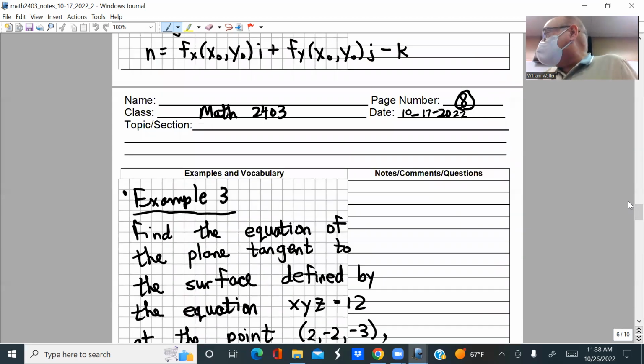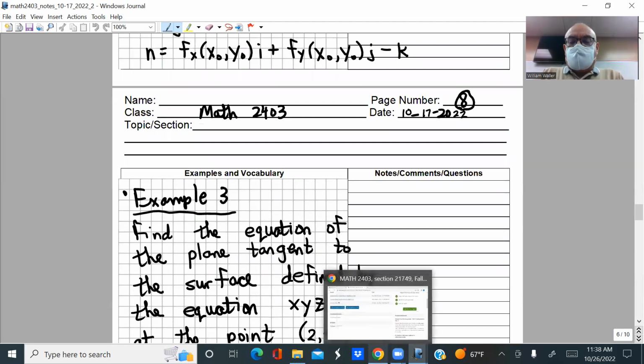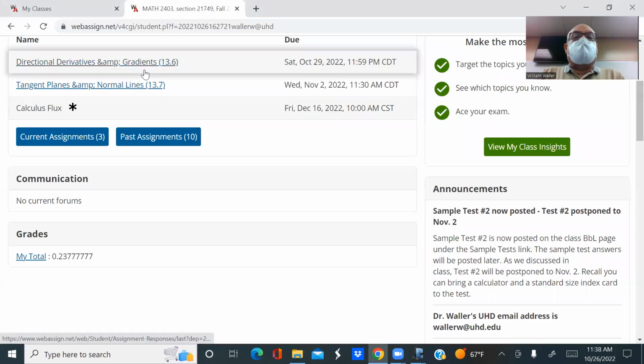I think we have a homework question. Amber had a question from the homework that's due today. Oh, I think I moved it back some, but that's okay. It's going to be due soon. So this one on directional derivatives, yeah.